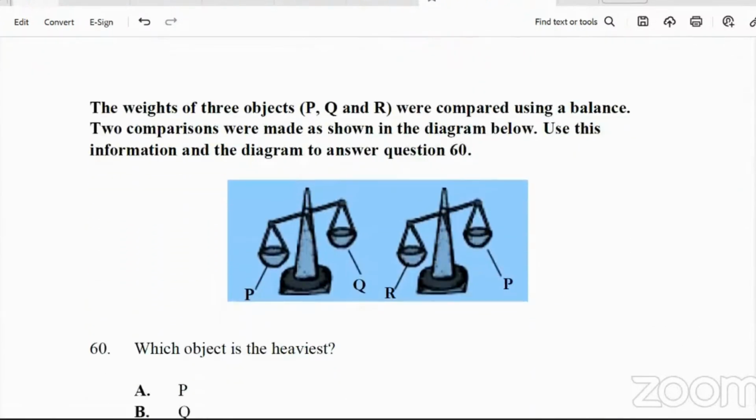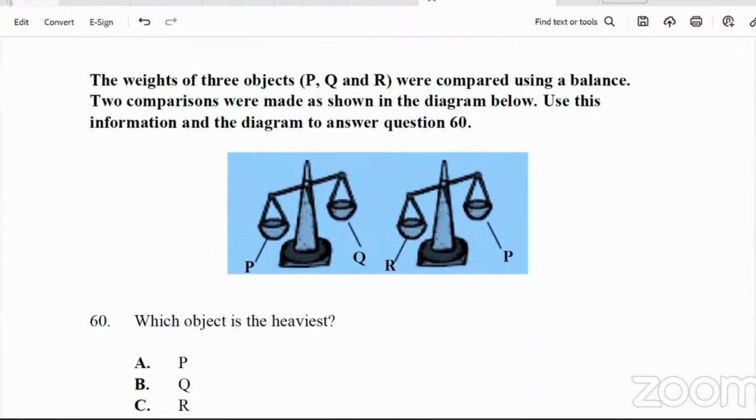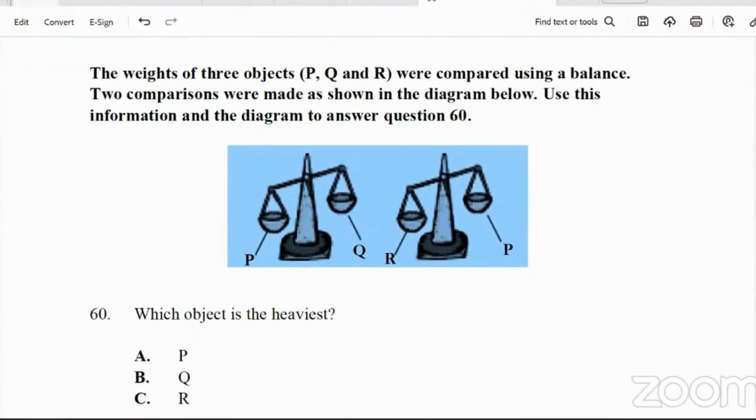All right, so let's go to the final question. The weights of 3 objects, P, Q, and R, were compared using a balance. 2 comparisons were made as shown in the diagram below. Use this information and the diagram to answer question 60. In the first balance, we have P and Q, and based on what we're seeing, P is heavier than Q. When we compare P with R, R is heavier than P. So which object is the heaviest?